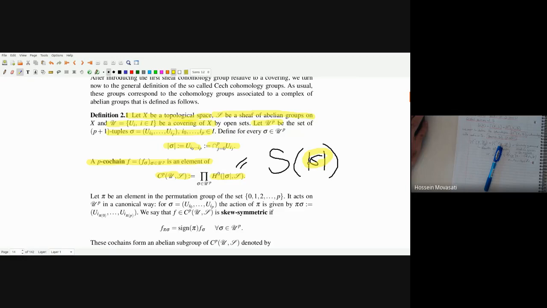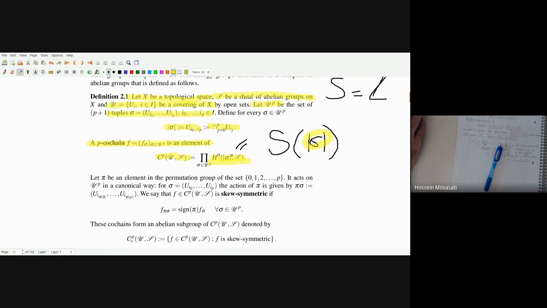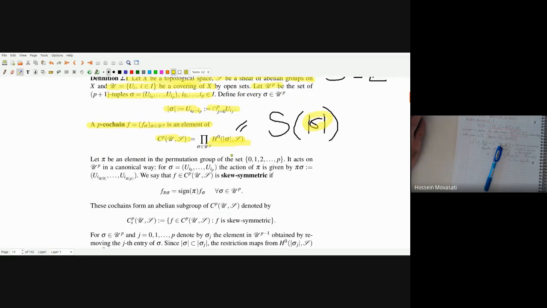And well, if you take just this sheaf to be Z, then to any intersection of p plus 1 sets, you attach some integer. This is just this one. Okay.